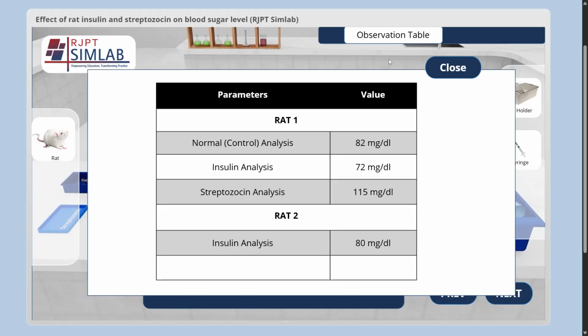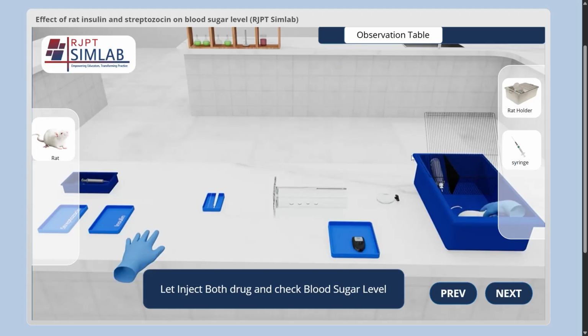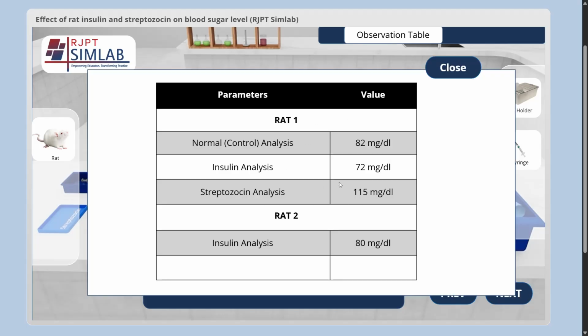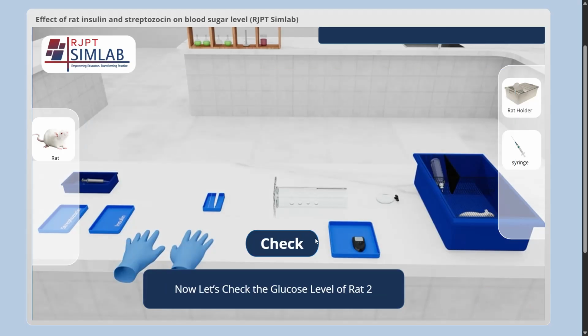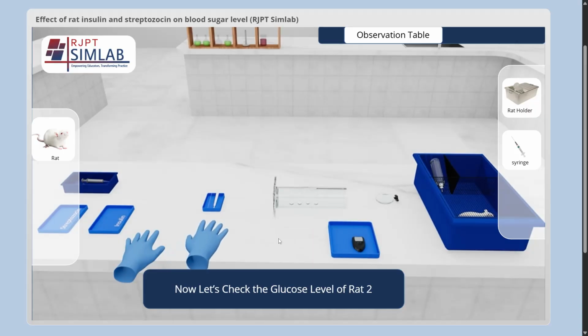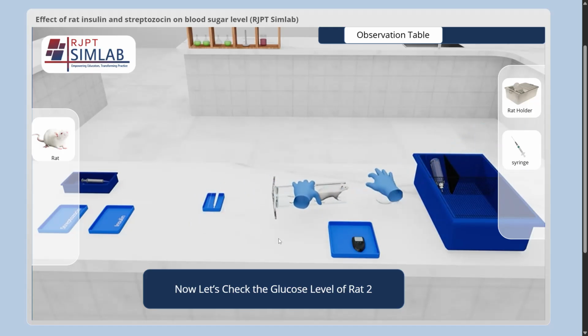And as we can see here from the observation table, these are the values of the different parameters: the normal condition, insulin condition, streptozocin, insulin analysis, and both the effect. So again, we will check the blood glucose level of the second rat to confirm its blood glucose level so that no chance of any error is there.